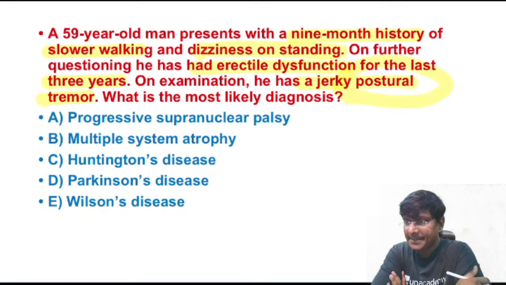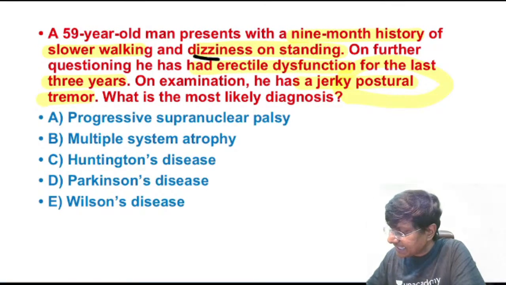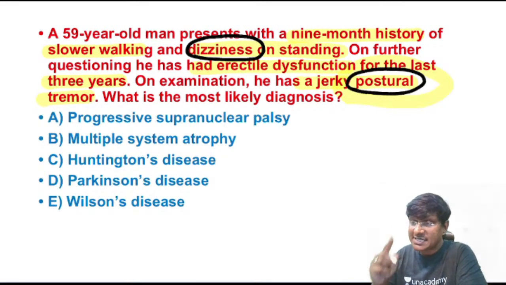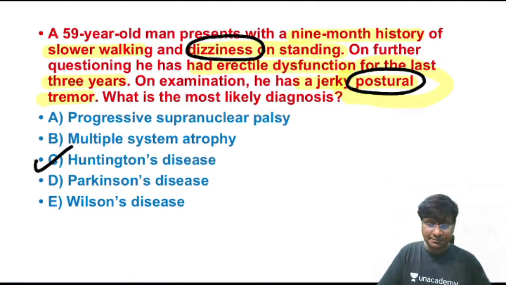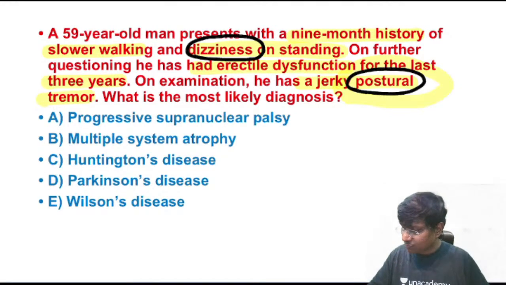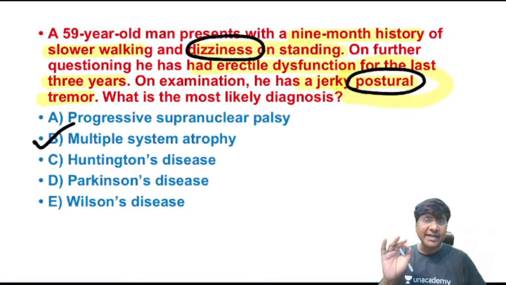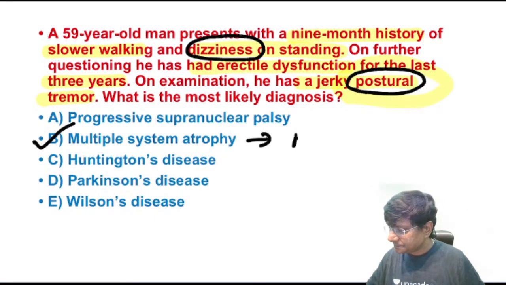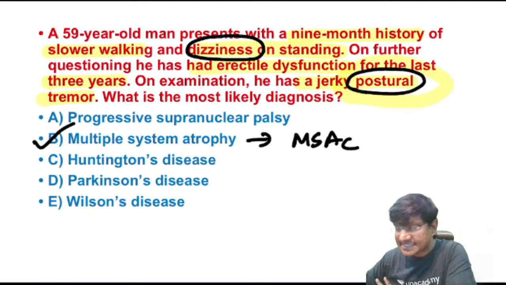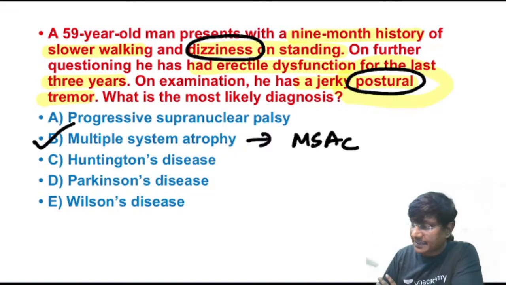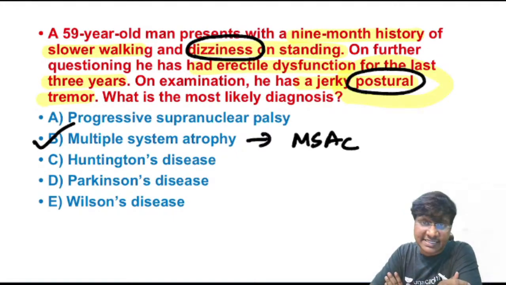Yes, quickly. Please remember, the individual has dizziness on standing and postural tremors. That means there is involvement of the cerebellum. So that is nothing but your MSA-C. That is multiple system atrophy, cerebellar type. Why? Dizziness is one of the features of cerebellar involvement. Postural tremors, that is intention tremors, are also a feature of cerebellar involvement.